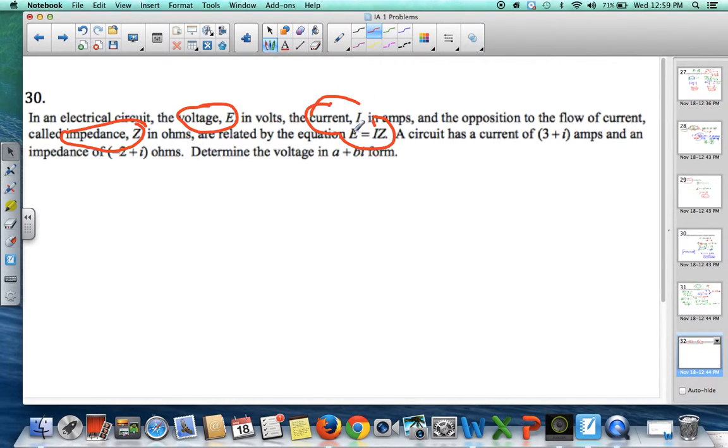So basically, E is the voltage. It says a circuit has a current of this. So this number is the current, I. Impedance is that right there, and that's going to be Z. And we want to know the voltage, which is E. So E, which is considered voltage, equals the current I, which is 3 plus i, times, 2 letters next to each other is multiply, times the impedance, which is negative 2 plus i.